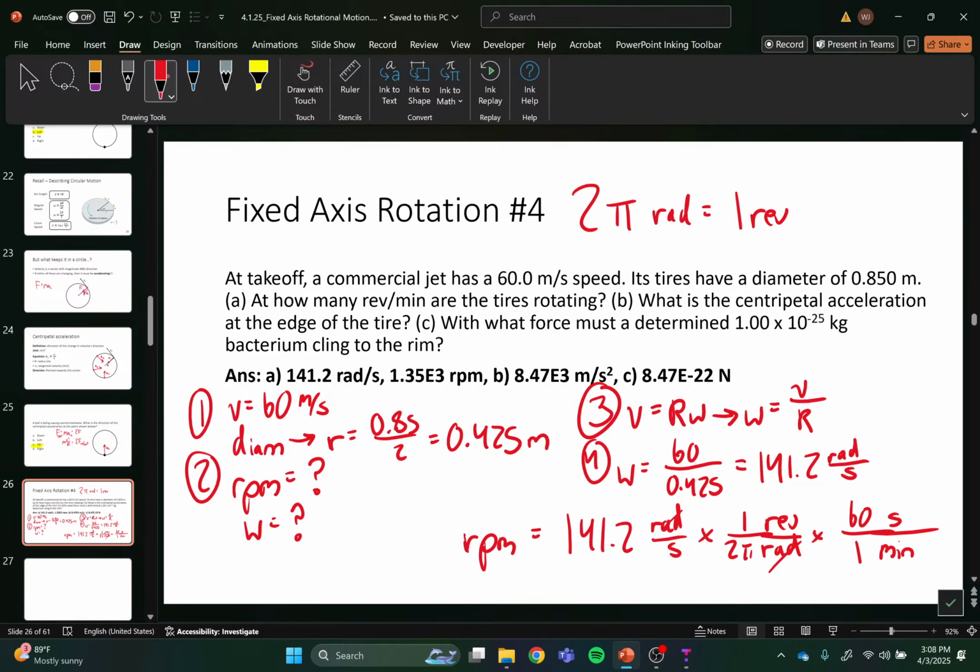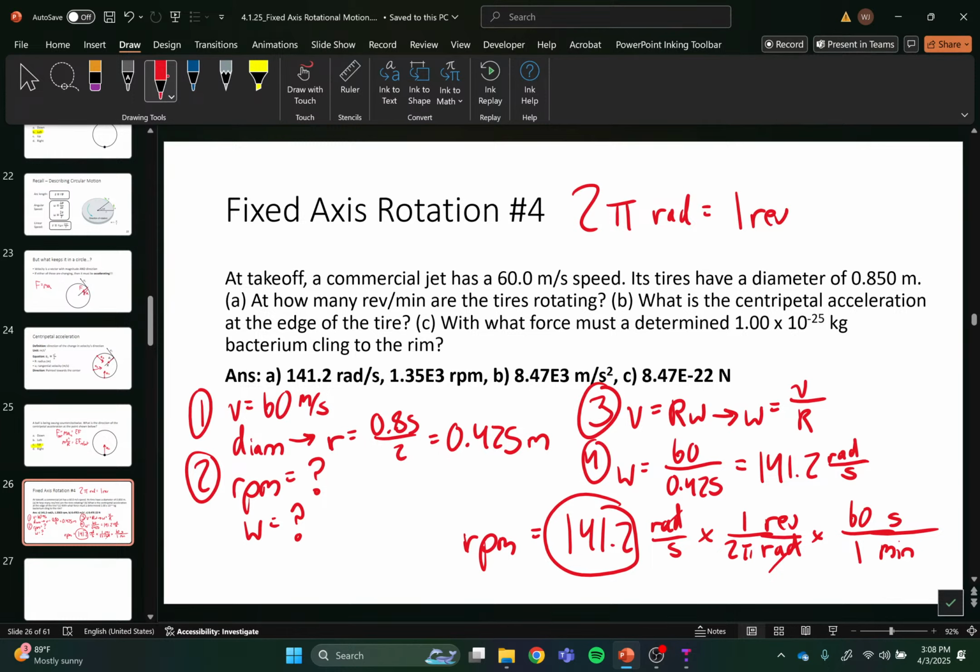You need to know 60 seconds in a minute. But the only quote-unquote new thing is that if you want to go from radians to revolutions, you just divide by 2 pi, because there's 2 pi radians in 1 revolution. So every time I go 2 pi, I've made a revolution. You can basically think of it as taking this number and asking how many revolutions, so just divide it by 2 pi. Every time it does 2 pi, that's 1 revolution.